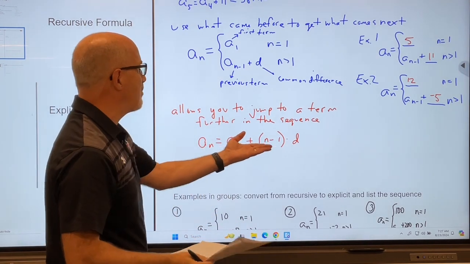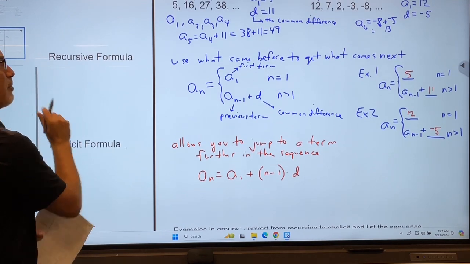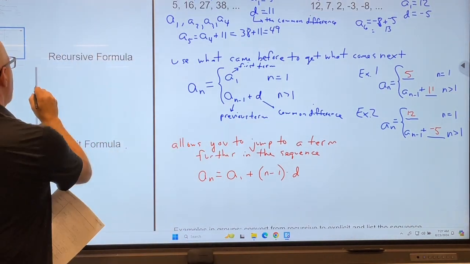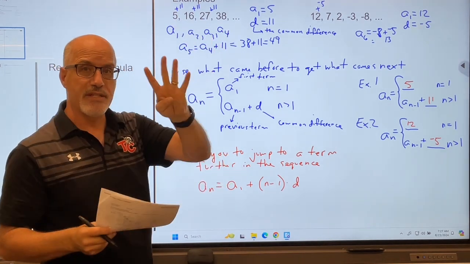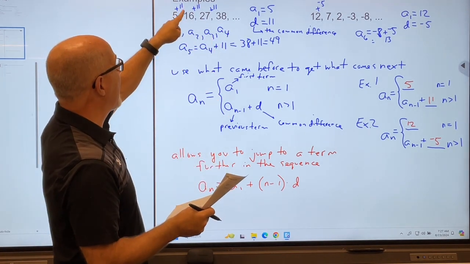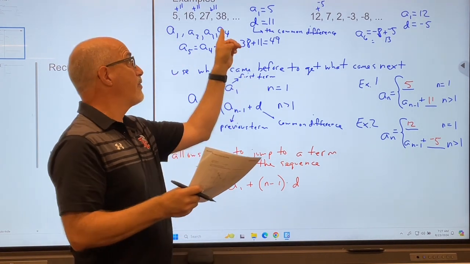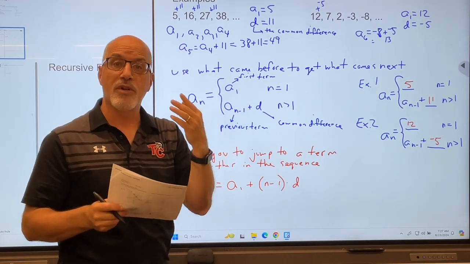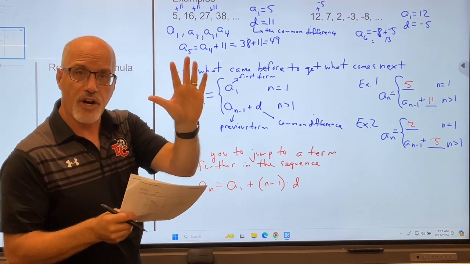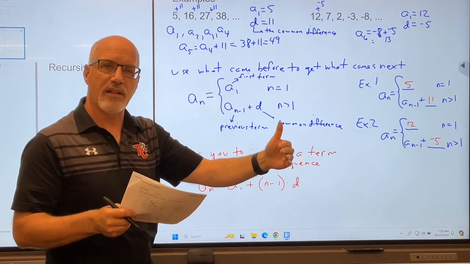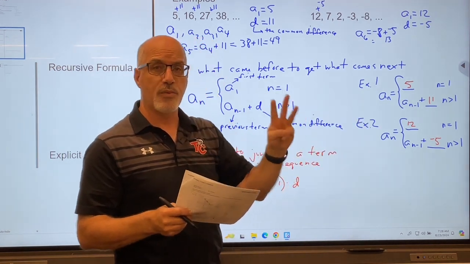Now, why is it n minus 1? Well, think about some of these sequences that we have up here. If you look up here, to get to this term out here, to get to the 38, which is the 1, 2, 3, 4th term in the sequence, I take 5 and I add 11 3 times, one less than the number term we're at. We're at the 4th term, but we added 11 only 3 times. Why only 3 times? Because you didn't add 11 to get to the first term. You started with it, and to get to the second term, you added 11. To get to the third term, you added 11 twice. To get to the 4th term, you added 11 3 times.